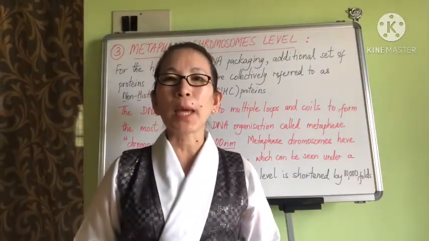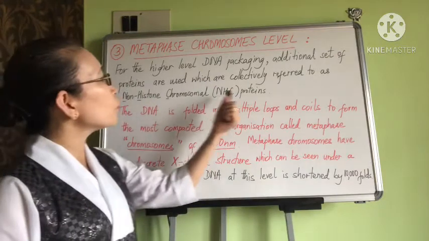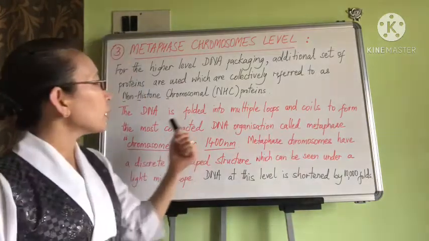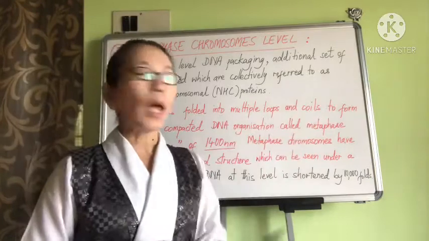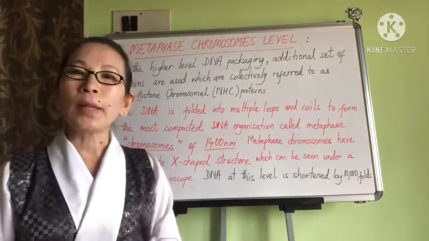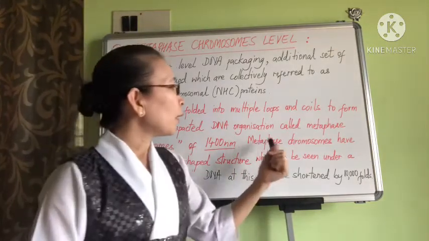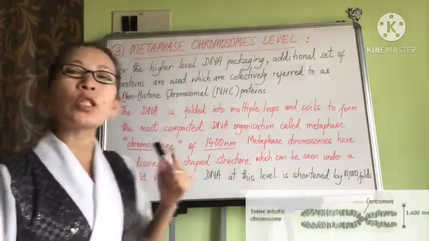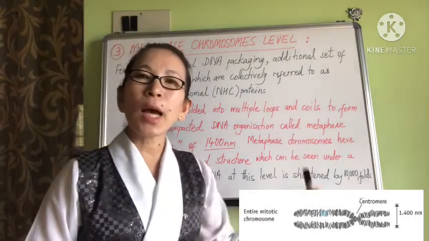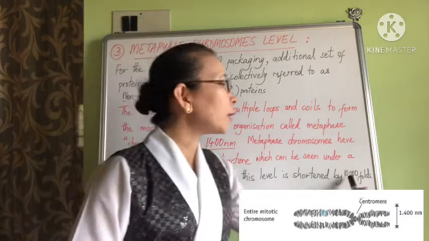Finally, at the highest level of DNA packaging, by using an additional set of proteins which are collectively referred to as non-histone chromosomal proteins or NHC proteins, the DNA molecule or chromatin fiber is further folded into multiple loops and coils, and this results in the formation of the most compacted DNA organization called the metaphase chromosome. These metaphase chromosomes have a diameter or thickness of 1400 nanometers. Such thick metaphase chromosomes have a discrete X-shaped structure which we can even see under a common light microscope. And at this highest level of DNA organization, DNA is compacted or shortened by 10,000 folds.